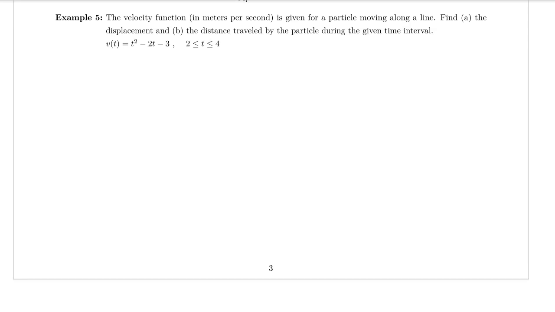Example 5 says, the velocity function in meters per second is given for a particle moving along a line. Part A says find the displacement, and part B says find the distance traveled by the particle during the given time interval. So our velocity function is v of t equals t squared minus 2t minus 3, and we're looking at this function over the interval from 2 to 4. And our velocity function is a quadratic function. Let's go ahead and do part A first, which asks us to find the displacement.